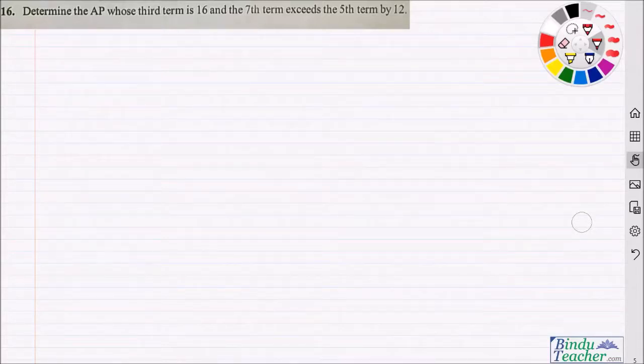Let's solve this question. Determine the arithmetic progression whose third term is 16 and the seventh term exceeds the fifth term by 12. So here we have to find out what is the arithmetic progression. Now, what exactly is meant by that? What do we have to find out?